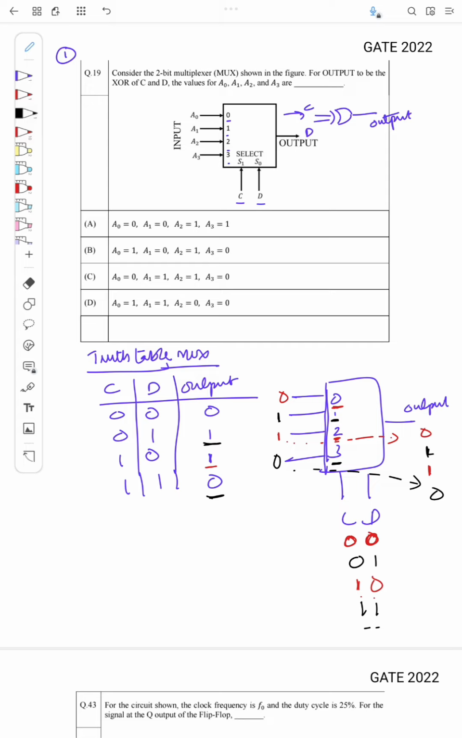So what should be the input corresponding to A0? A0 should be 0, A1 should be 1, A2 should be 1, and A3 should be 0. Right? So the answer will be A0 = 0, A1 = 1, A2 = 1, A3 = 0. The answer is C.